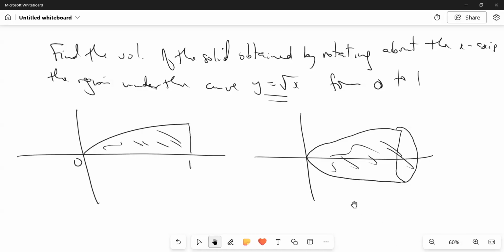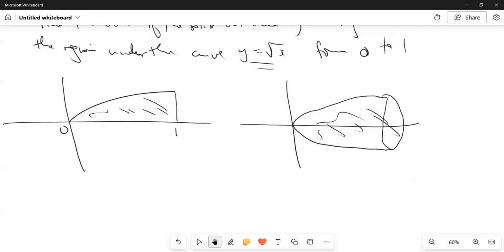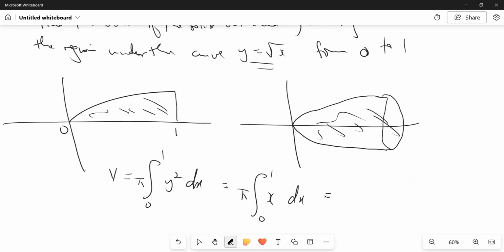Well, we're going to use the formula we just said. So V is equal to, as we said, the integral of y squared dx from 0 to 1, right? And in this case, y is square root of x. So when you square it, you get x. And we left out pi, from 0 to 1 of x dx, right?